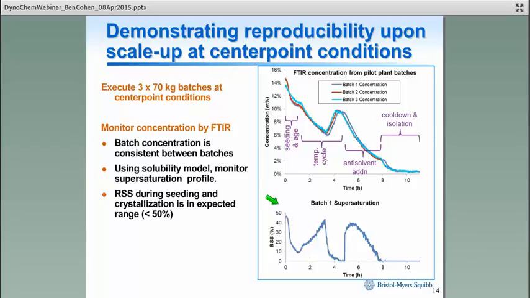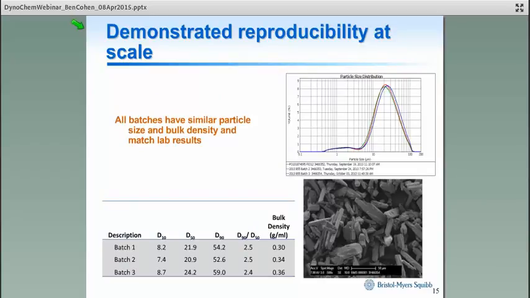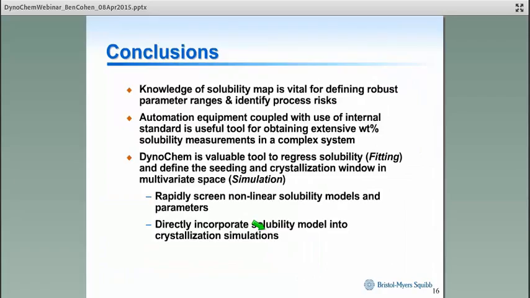So this gave us confidence that the process is reproducible and well controlled. And the next slide shows some of the product attributes that are measured that are critical for drug product processing. So particle size distribution is very consistent across the 3 batches. The bulk density was consistent and in the range that was desired and in line with lab expectations. So it showed that we have good confidence in this process, and solubility was a key contributor to that confidence.